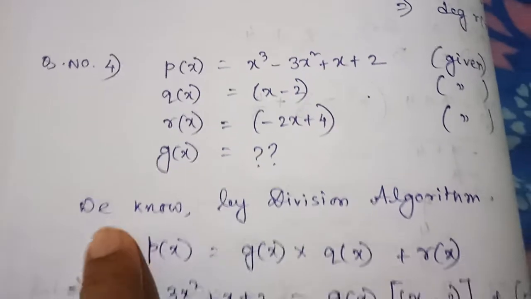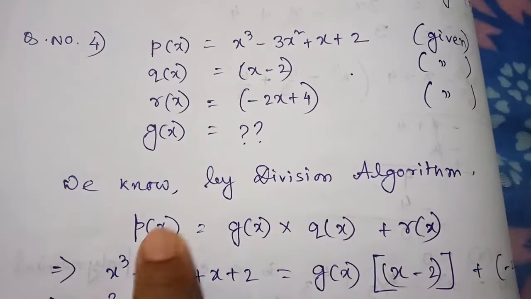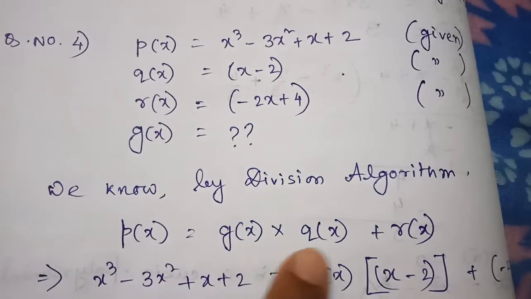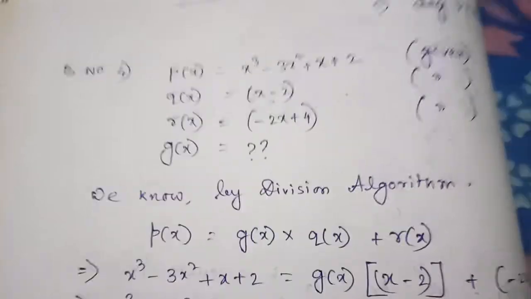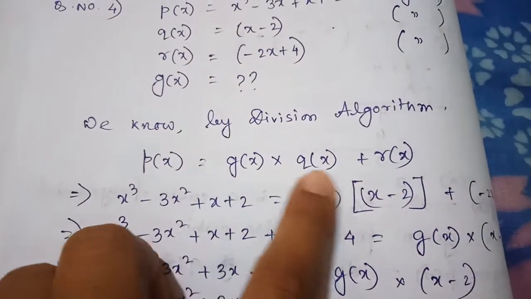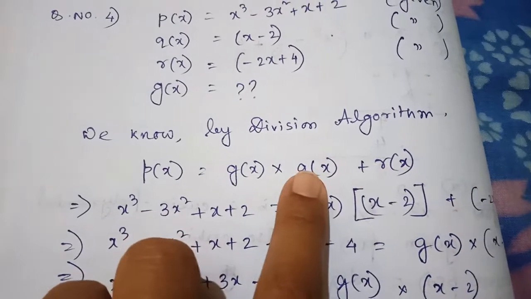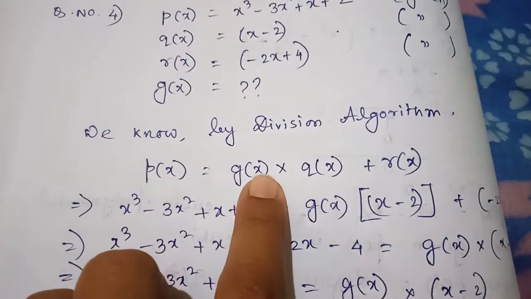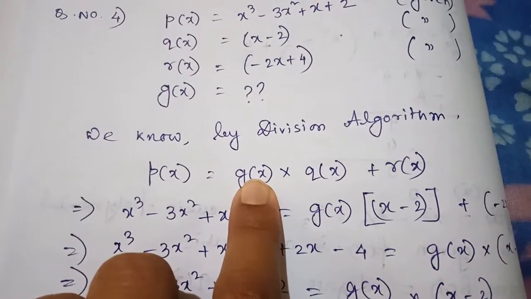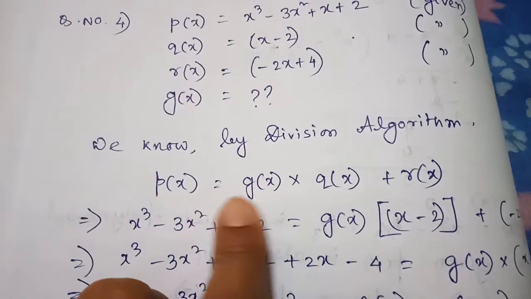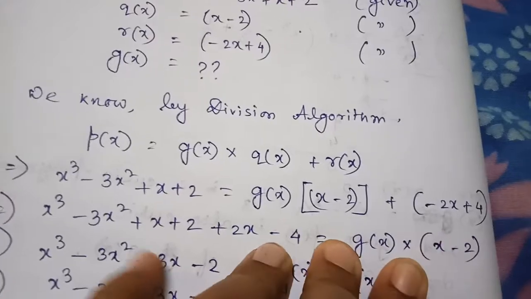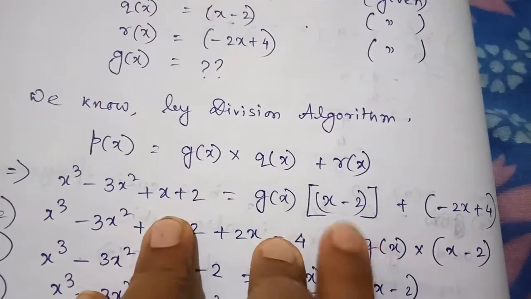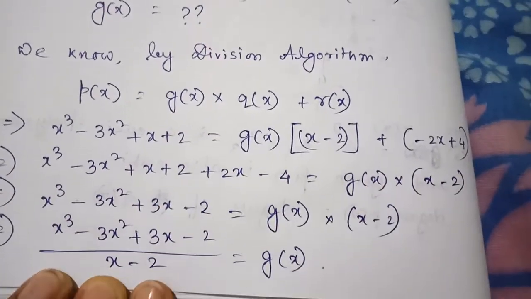Now we know by the division algorithm that p of x is equal to g of x into q of x plus r of x, and this is very obvious. You all know it. Now in this whole relation we know 3 parts and we have to find out the 4th one, which is unknown. And it is very easy to find out. I have done the whole process over here. So this is the process. You can check it out once.